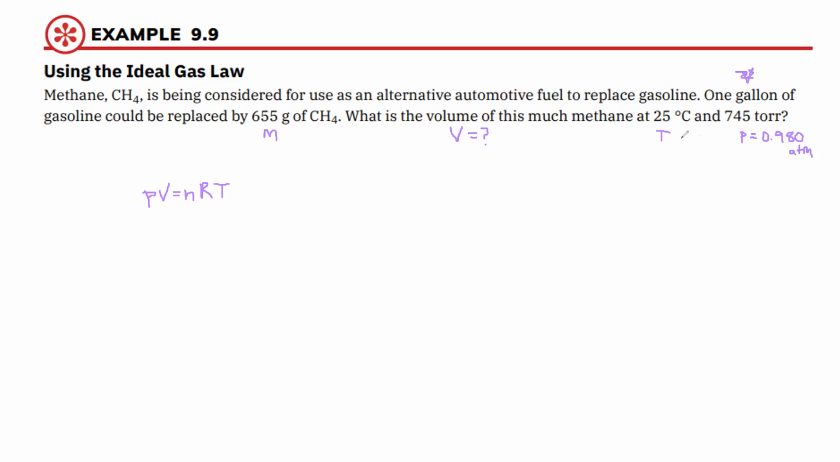Then we'll have the temperature, got to convert to Kelvin. So we'll have 298 Kelvin. Volume's what we're looking for, and then we have to convert this mass into moles. So we've got 655 grams. I'm just going to keep it simple and just do 16, just because it's 12.01 for carbon, 4.032 for hydrogen. So it'll really be like 16.04.